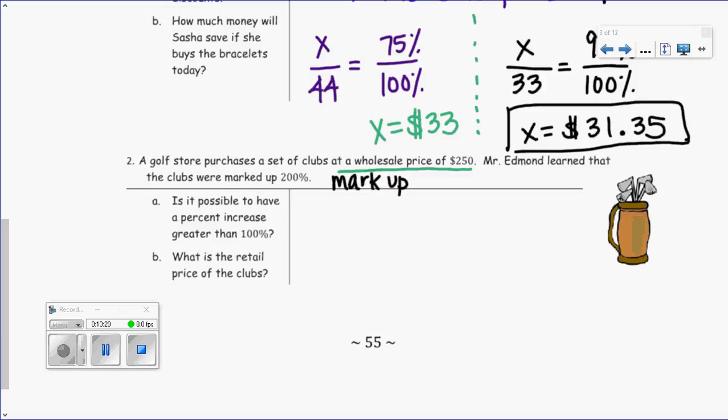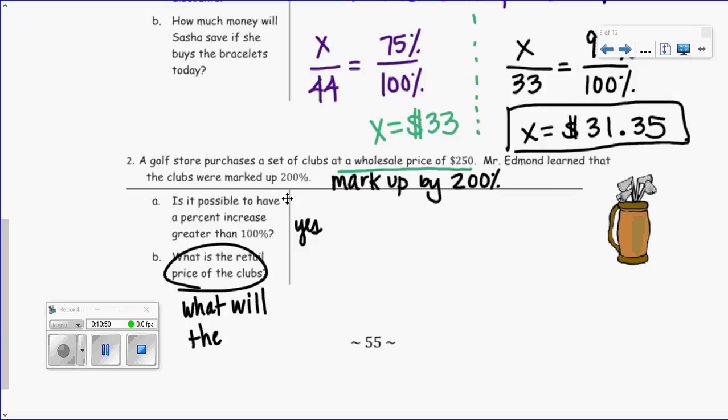Mark up by 200%. Is it possible to have a percent increase greater than 100%? Yes, and that means it will more than double. Okay, so what is the retail price? That means what are they going to sell it for? What will the store sell the clubs for? What price will they sell it for?